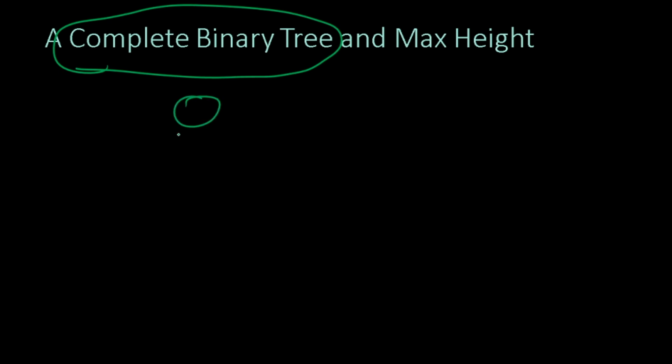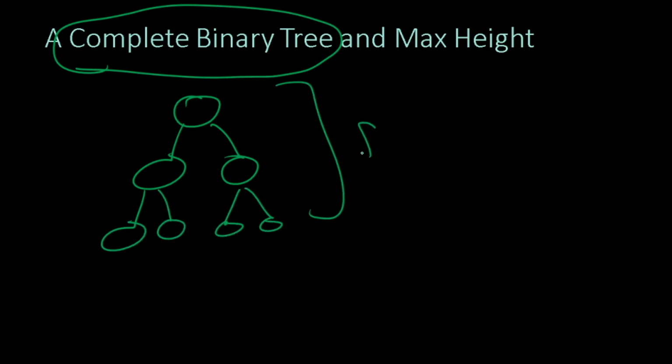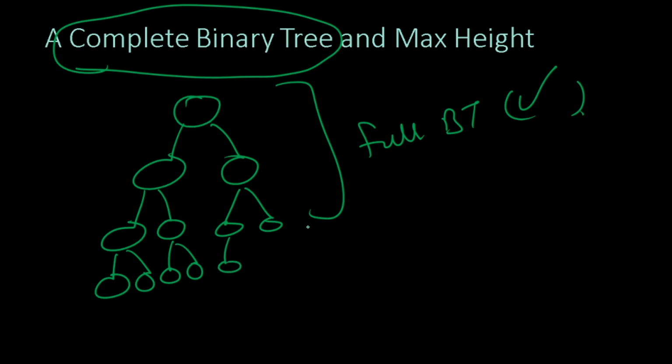Okay. A complete binary tree. A complete binary tree is a binary tree that is full until the last but one level, but the last level is incomplete. What does that mean? So is this a full binary tree? Yes, it's a full binary tree. Now, if I have something like this, this is a complete binary tree. Why? Because it is full up till k minus 1 levels, and the last level, the kth level, has incompleteness.